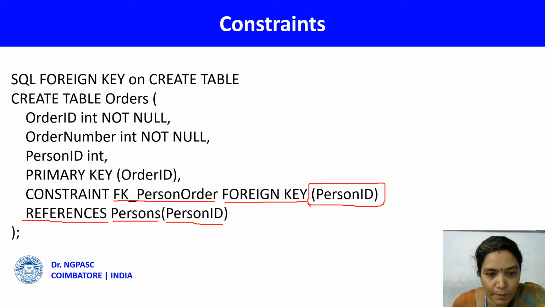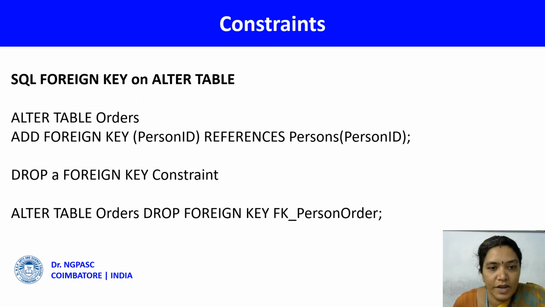So again I'll repeat, it is constraint. Then foreign key underscore person order is the name of the foreign key. Then what is the type of key I'm going to add? It is foreign key. For which column am I adding the foreign key? Then references is the keyword which says which table this column is going to refer. So this is going to refer to the column person ID in the persons table. So this is how you add the foreign key constraint.